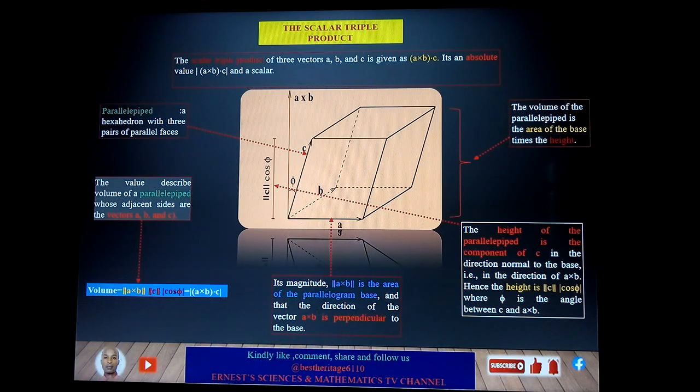and we're going to see that it's a hexahedron figure with 3 pairs of parallel faces, and therefore it's referred to as the parallelepiped. We can describe the volume of this specific parallelepiped, whose sides are given as A, B, and C, using the concept of vectors that we have learned in some of our videos.